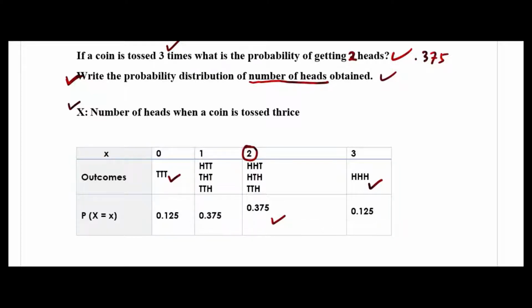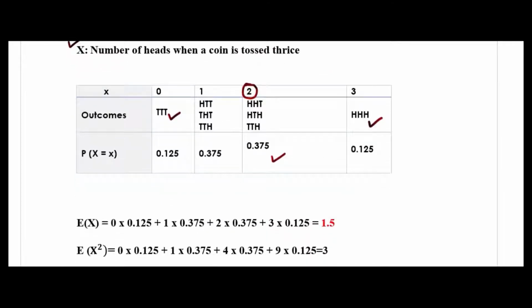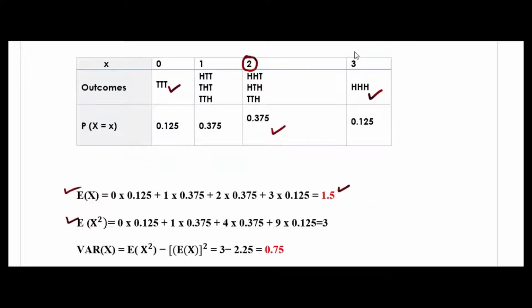Now suppose someone asks you to find the mean and variance. You can find the mean here, expectation of X, E of X squared here using the formula, and then the variance here. Suppose you want to find probability X less than 1. That means it's 0. Probability X is equal to 0, and that will be equal to 1 upon 8, that is 0.125.